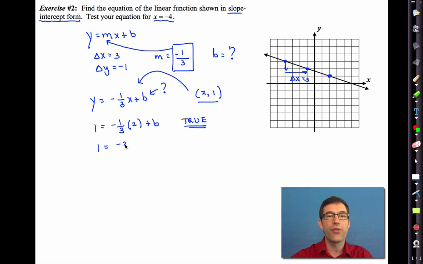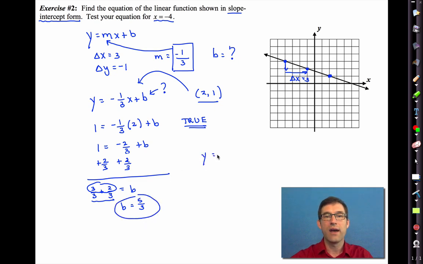Now 2 times -1/3 is -2/3. And now I can solve for b by using a little bit of the additive property of equality and add 2/3 to both sides. Let's work in fractions here. All right, 1 is the same as 3/3 plus 2/3. So we find that b is 5/3. Remember, when adding fractions, you need a common denominator, and then you simply add the numerator. But there we have it, right? So we can now say that the equation of our line is -1/3 x plus 5/3.